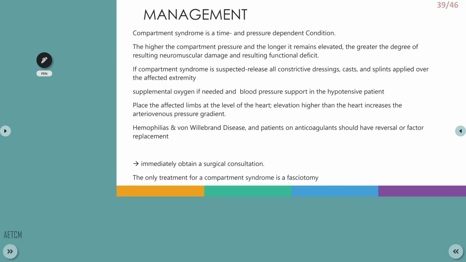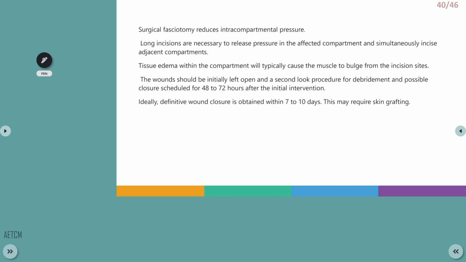So management. The management of choice is fasciotomy. But what to do in the ED? In the ED, the main management is timely diagnosis of compartment syndrome. If the patient is having any constrictive dressing, we need to remove that and elevate the limb to the level of the heart, so that it will increase the arterial and venous pressure gradient. That is a temporary solution. If the patient is on any anticoagulants, or if the bleeding is because of conditions like hemophilia or von Willebrand's disease, start appropriate reversal or replacement. Immediate surgical consultation and fasciotomy is the management of choice.